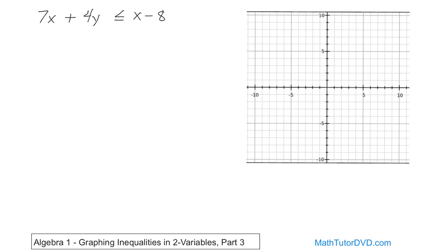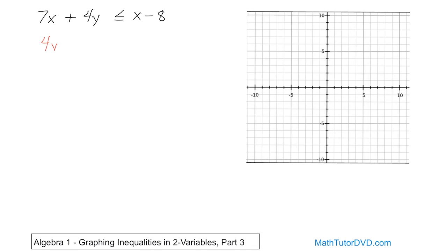Again, this one looks a little weird because you have an x on one side and on the other side, but you treat it the same. You pretend it's an equal sign at first, and you'll move the x's over, isolate and get y by itself, and see where you go. So let's move the 7x over here by subtracting 7x from both sides.